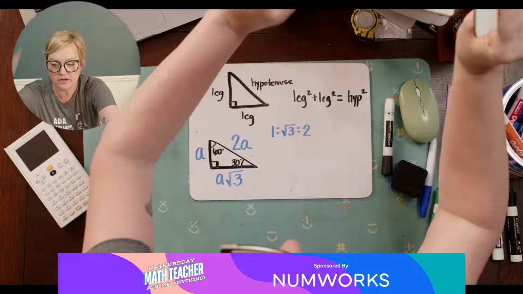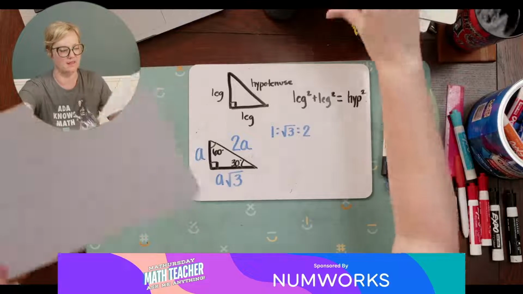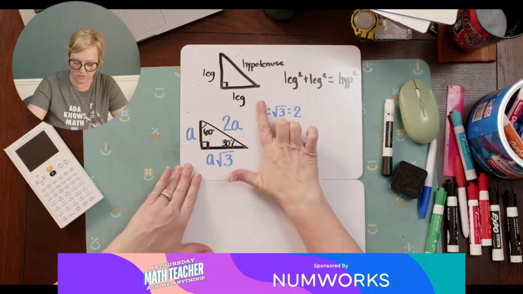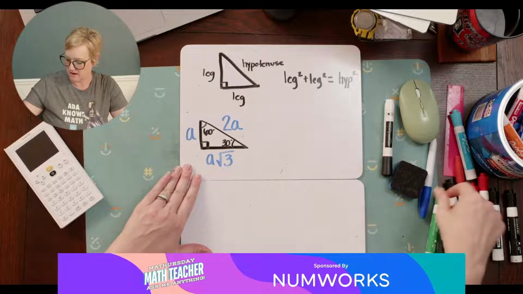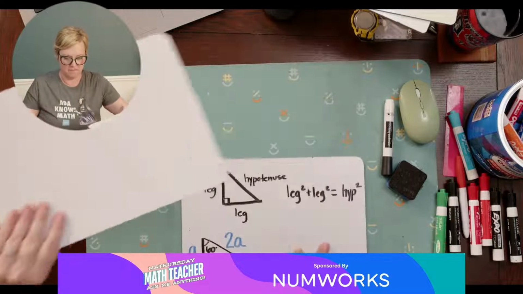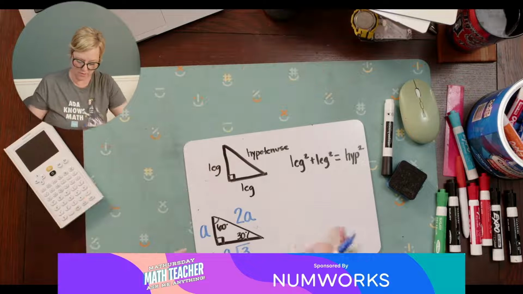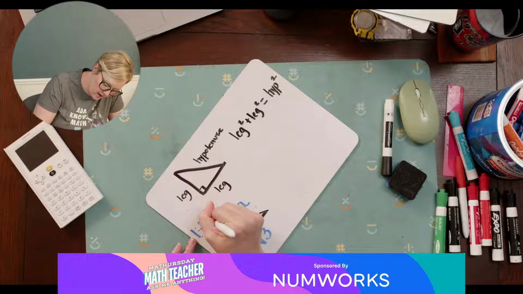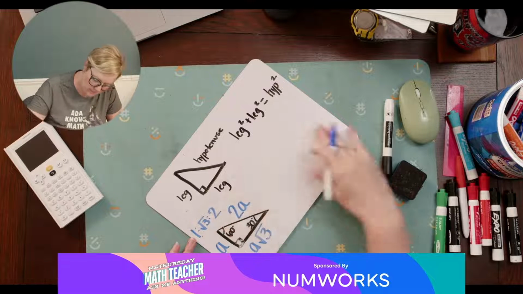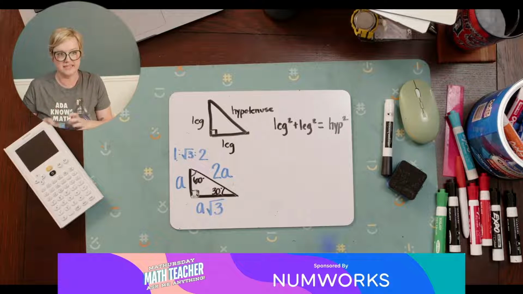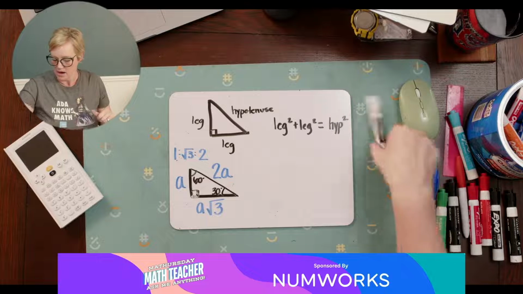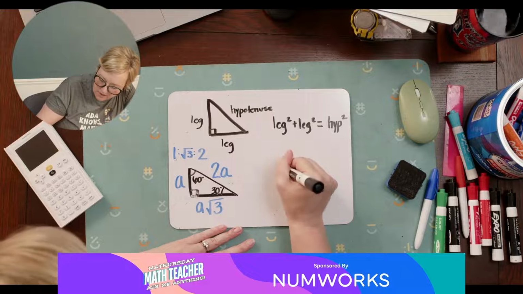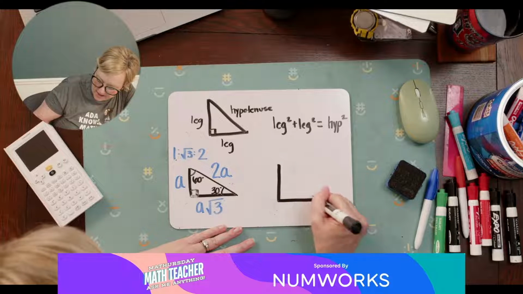Okay, now the other special right triangle that we lump in with this is a 45, 45, 90. I'm going to write that ratio here so we have room. Okay, so 30, 60, 90 is 1 to root 3 to 2. Okay, so that's the 30, 60, 90. And let's look at the other one. Okay, so the other one is 45, 45, 90.